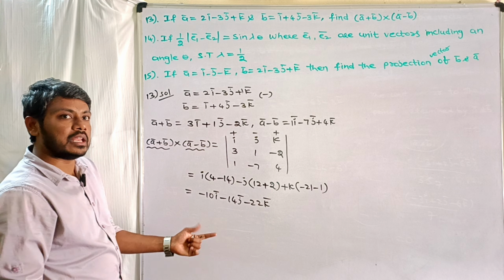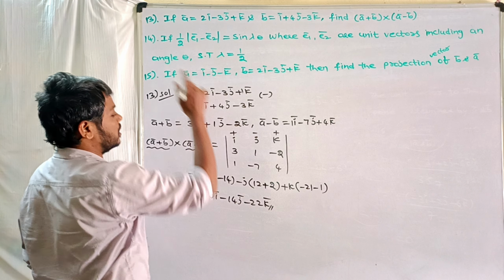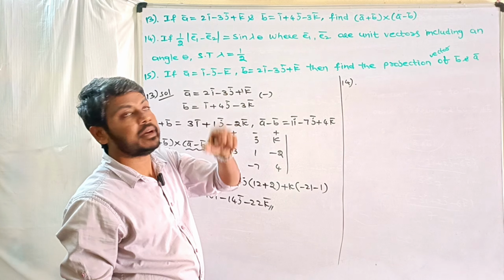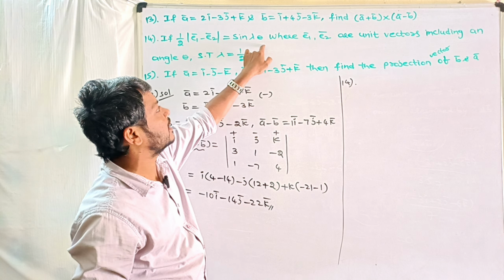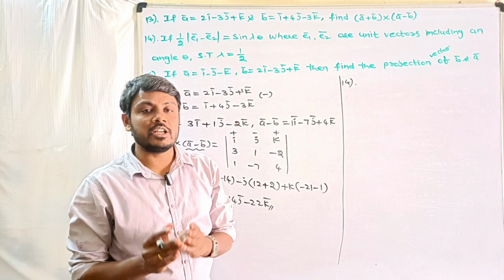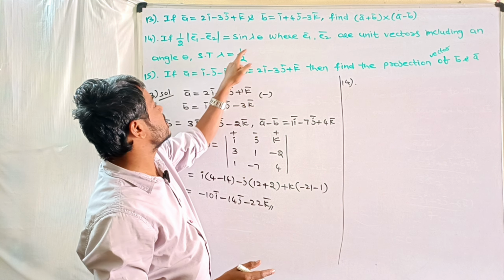So this is the required answer. So next, question number 14. See here, what is the given condition here? mod E1 minus E2 equal to sine lambda theta. Here E1 and E2 are unit vectors. That means mod E1 is 1 and mod E2 is 1. Then show that lambda is equal to what?